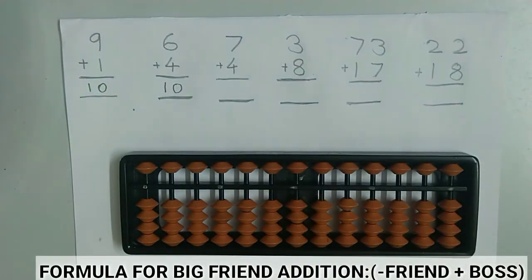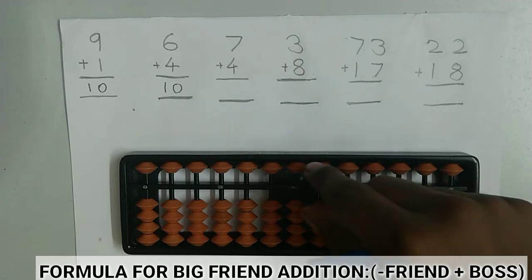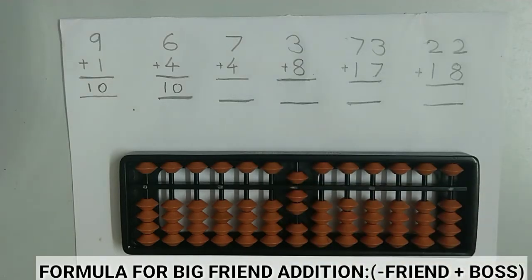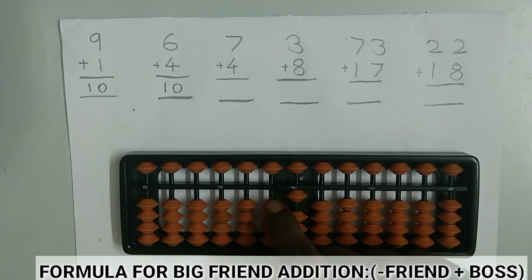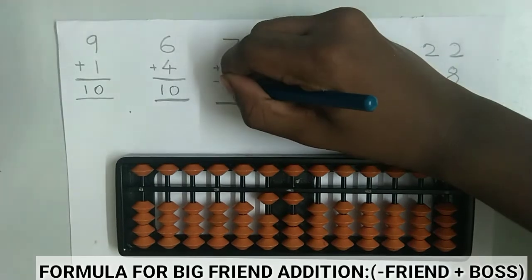Now let's do 7 plus 4. First we have to represent 7 on the abacus. And now we have to add 4. The friend of 4 is 6. So we have to subtract 6 and add 10 because 10 is the boss. So 7 plus 4 is 11.